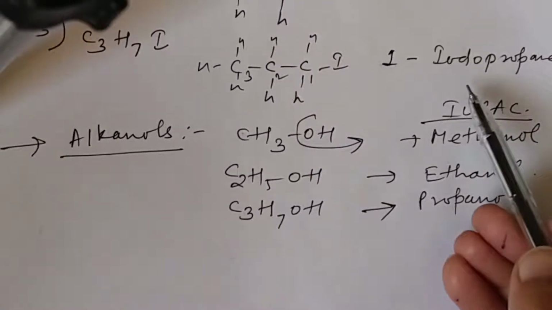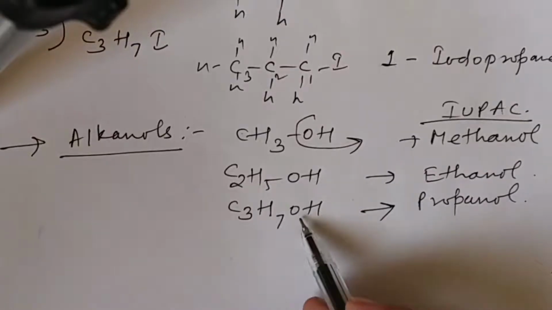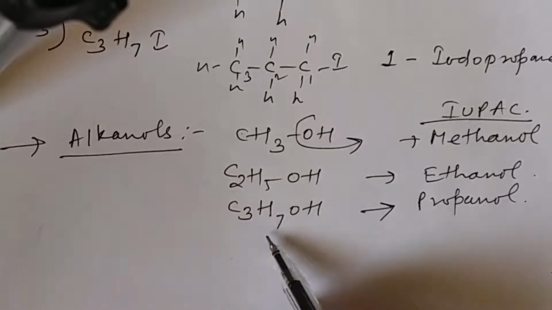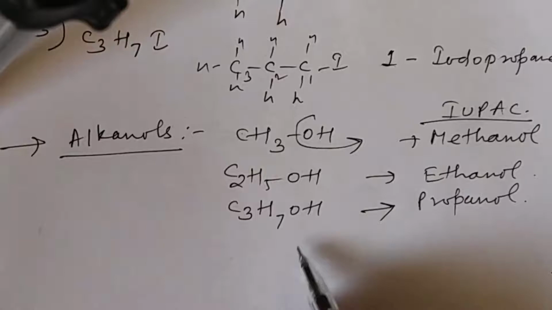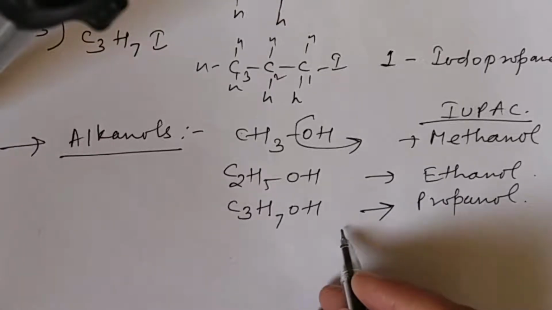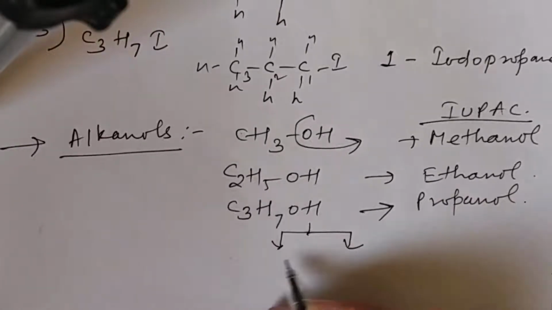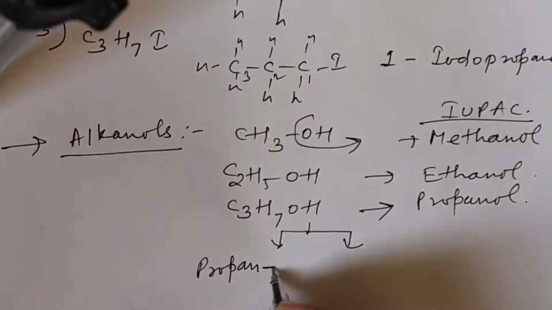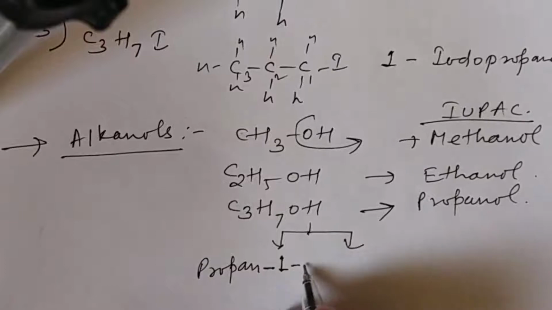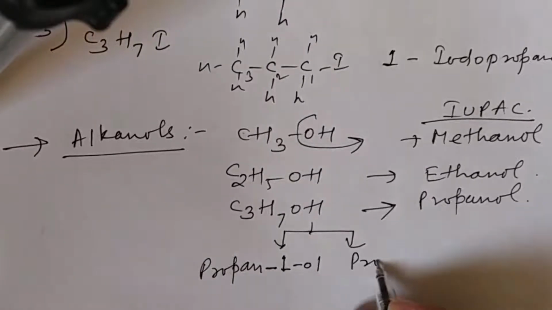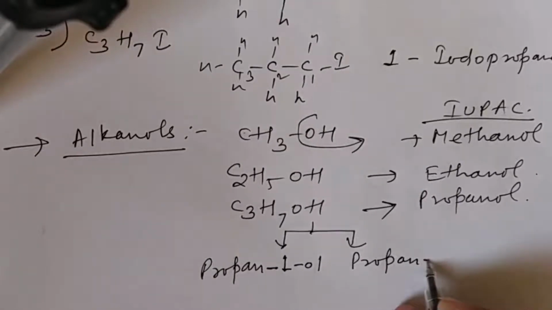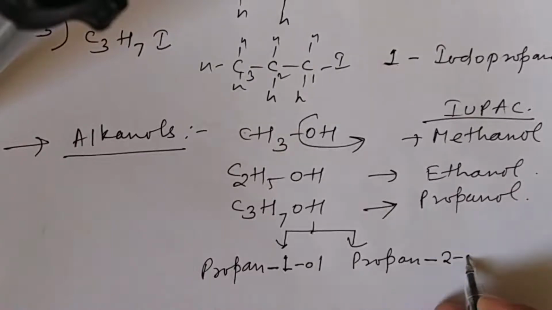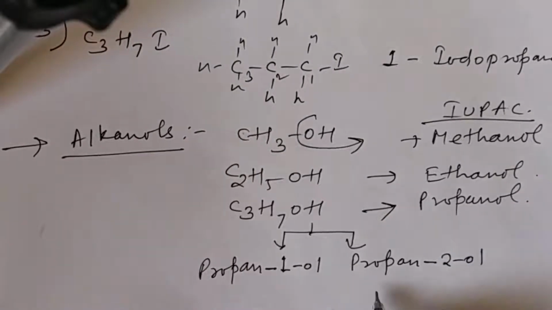the functional group OH can be at position 1 as well as 2. So there will be 2 structures possible for propanol. What will they be? They will be propane separated by a hyphen 1-ol, and the next will be propane separated by a hyphen 2-ol. Can you draw these two structures? Try to draw these two structures.